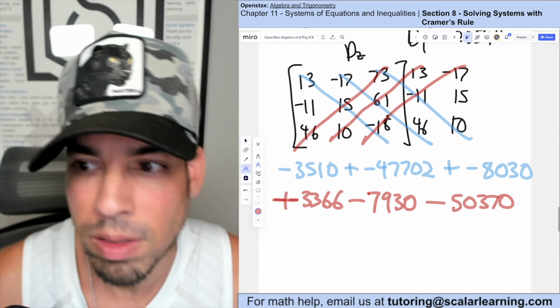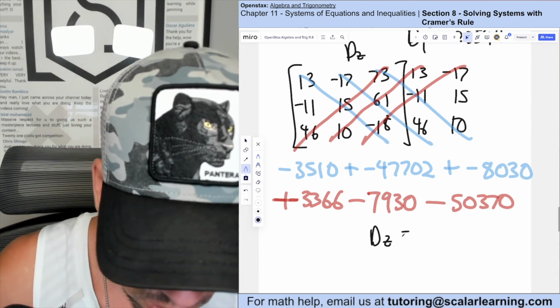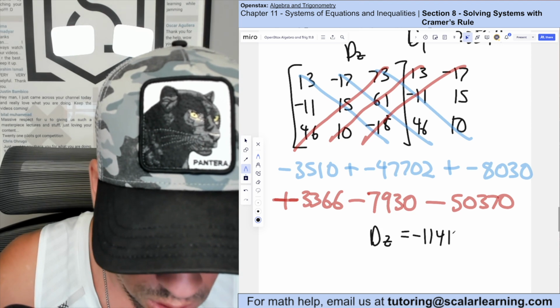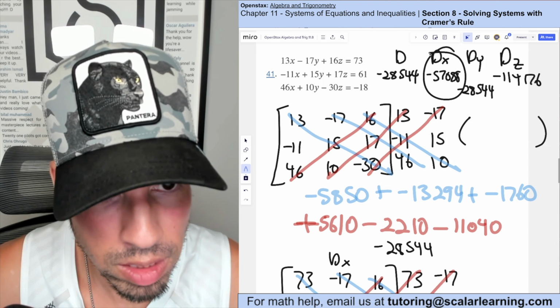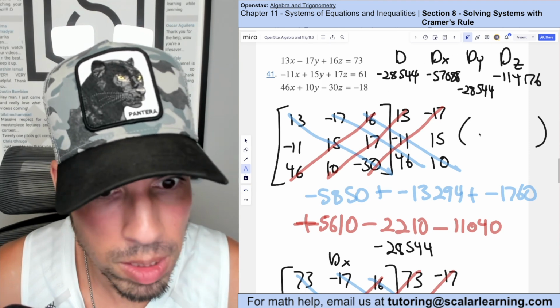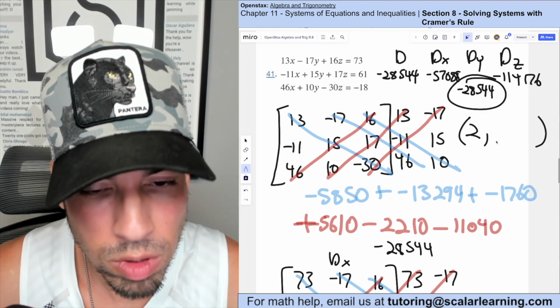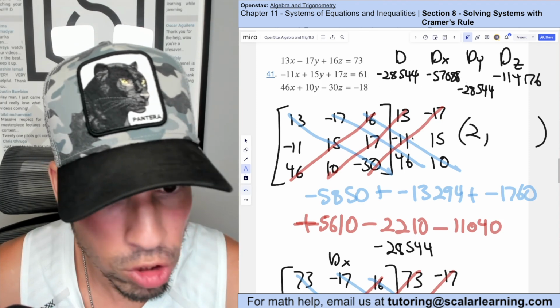Okay, let's combine everything. And finally, we're left with negative 114176. All right, now to get our final answer for x, we take dx divided by d. That's going to be positive 2. To get y, we get dy divided by d, which is positive 1.